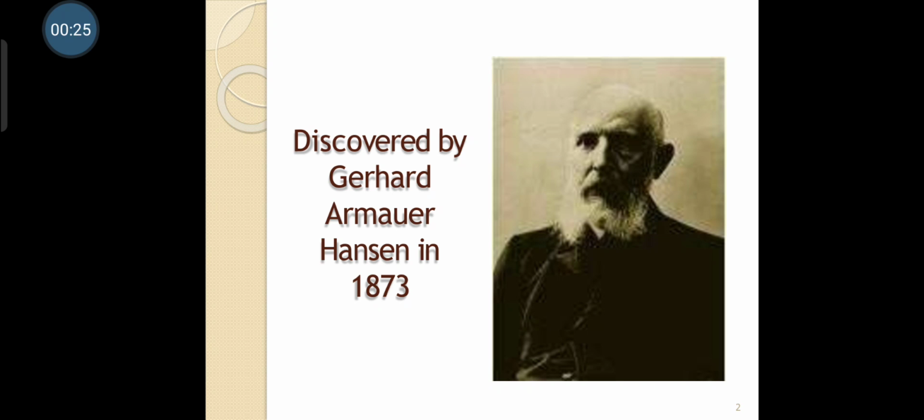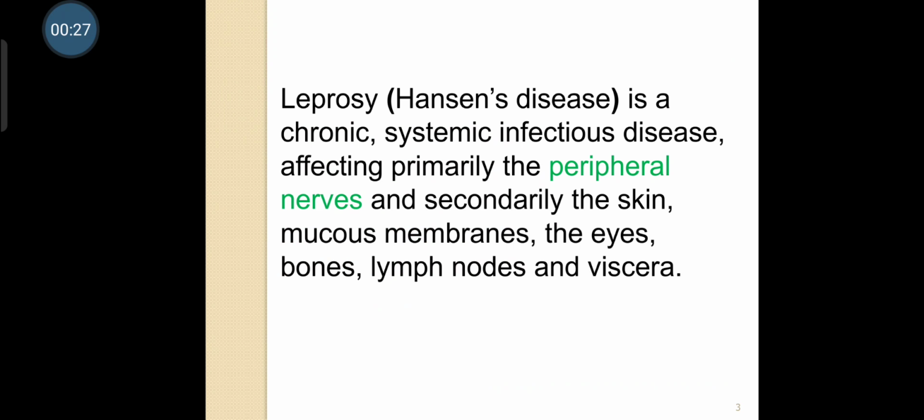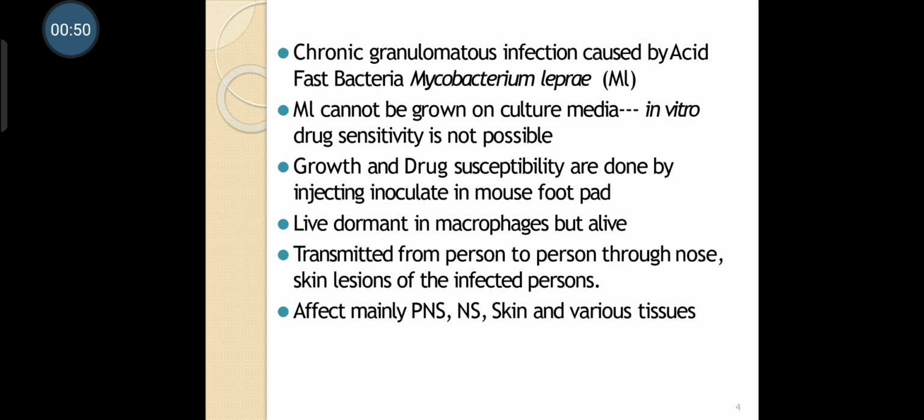Leprosy or Hansen's disease is a chronic systemic infectious disease which occurs progressively over a longer period of time. It primarily affects peripheral nerves, that is the peripheral regions of the body, and secondarily it progressively affects the skin, mucous membrane, eyes, bones, lymph nodes and the visceral organs.